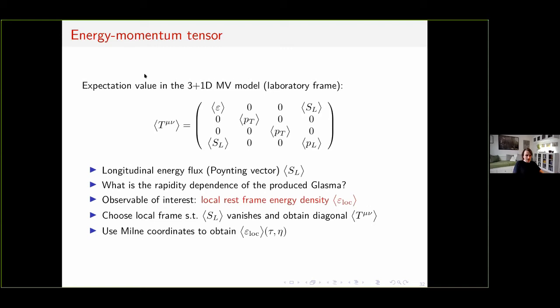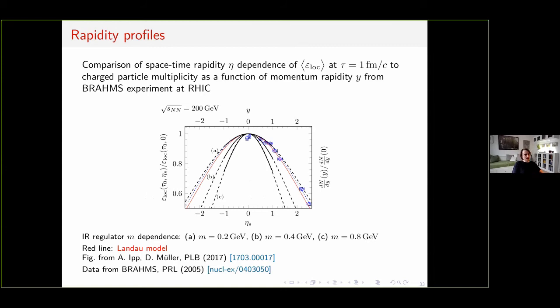And then from this diagonal T^{μν}, we can look at the zero-zero component, and this is the local rest frame energy density of the Glasma. And this is what we're really interested in. And then to actually look at the rapidity dependence, of course, we're going to parameterize it using proper time and rapidity. So if we do that, we get results like this. So this shows the rapidity profile of the energy density of the Glasma as a function of rapidity evaluated at one fm/c in our simulations.